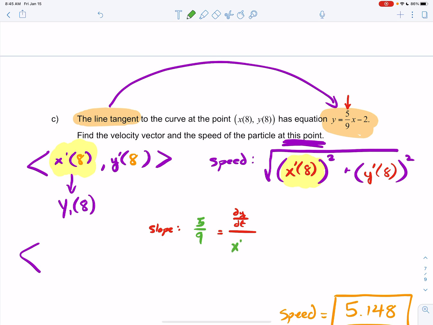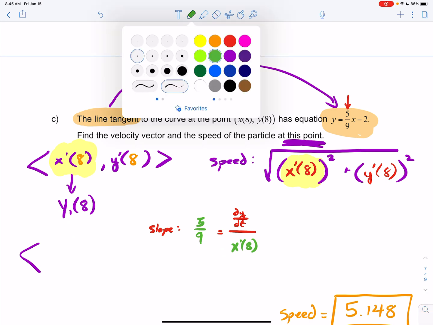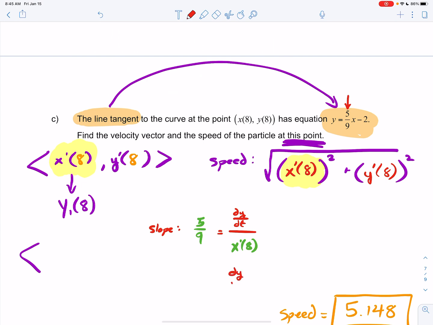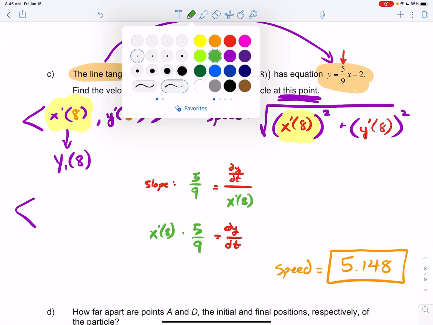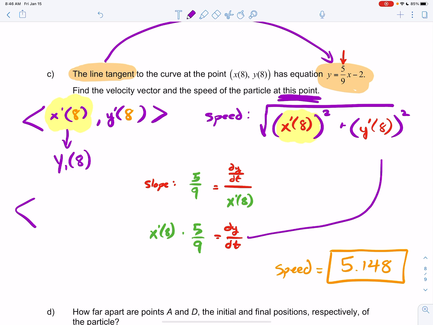which you guys can compute. That's your y sub 1 of 8 there. So what you can do here to find out what dy/dt is, you would just have to multiply whatever the value of x prime of 8 is times your 5/9. Okay? And that value is going in here.